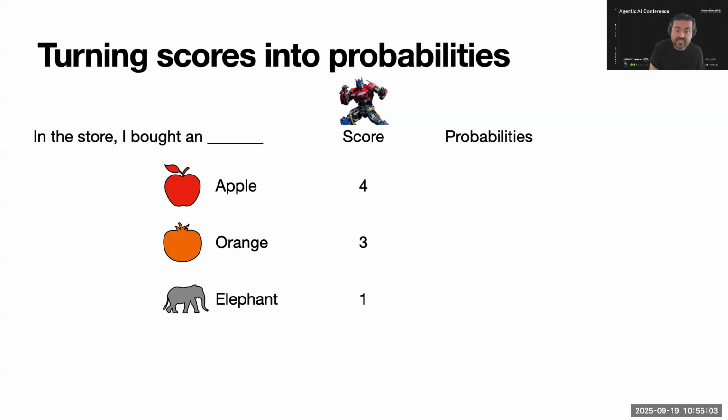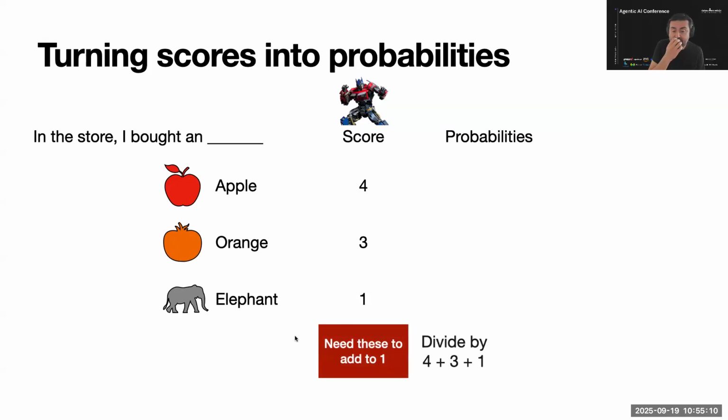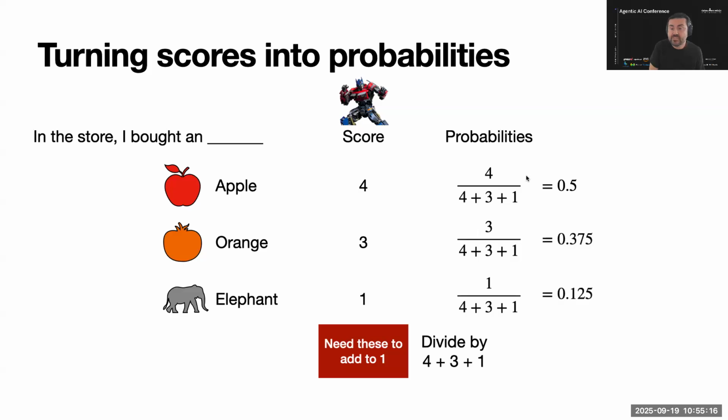I'm going to do the obvious: divide by their sum, because the probabilities need to add to 1. So I divide by 8 and I get 4/8, 3/8, and 1/8. And I just sample this one 50% of the time, this one 37.5% of the time, and this one 12.5% of the time. Makes sense, right? I'm not going to hallucinate too often, and I'm going to get answers with some probability.